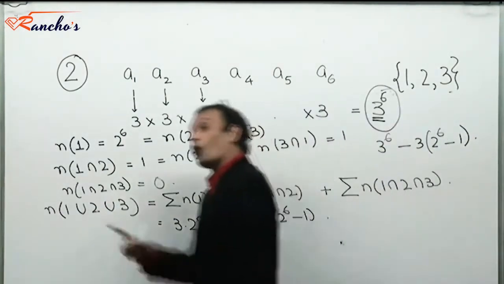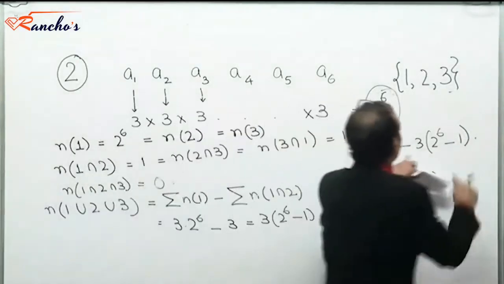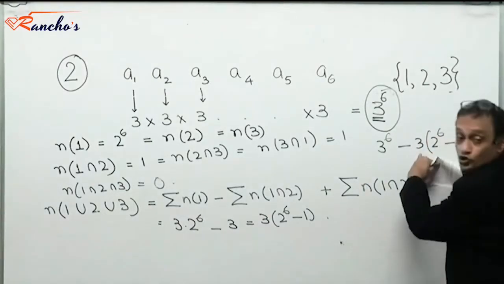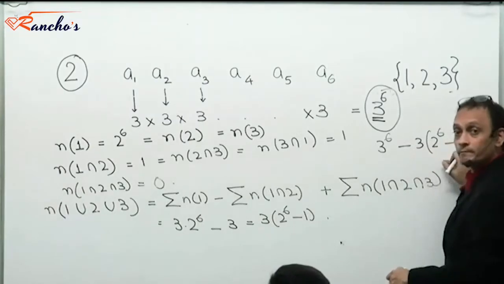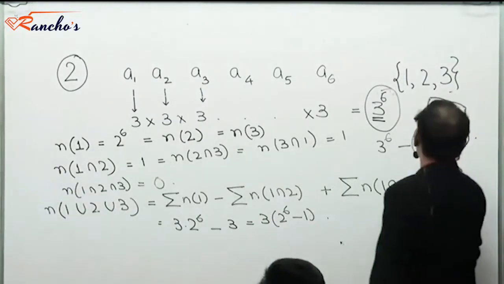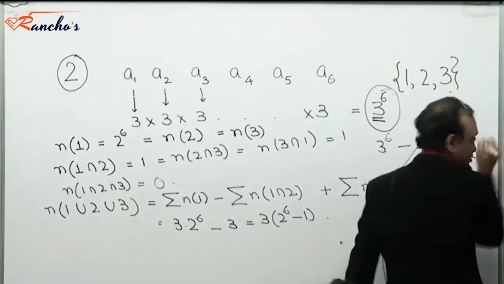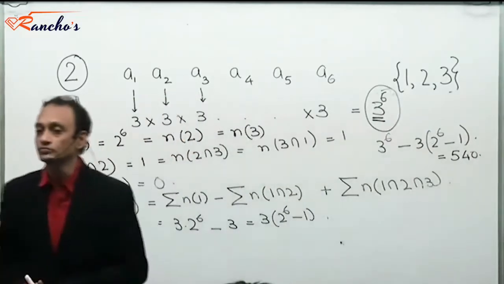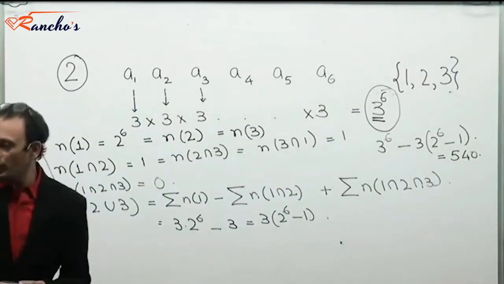Would contain all of them, 1, 2 and 3. 3 to the power 6 minus these, and these are those that don't contain at least one of them, 1 or 2 or 3. So this would be the required count. How much does it turn out to be? 540? Okay. So this turns out to be 540 as suggested by you. Yes or no? Got it right?